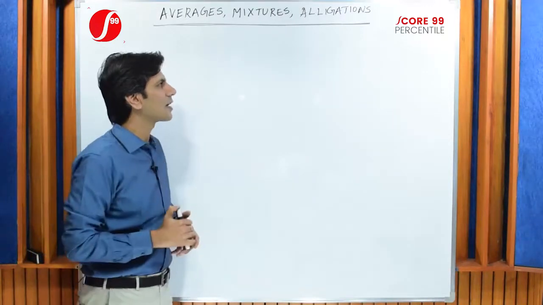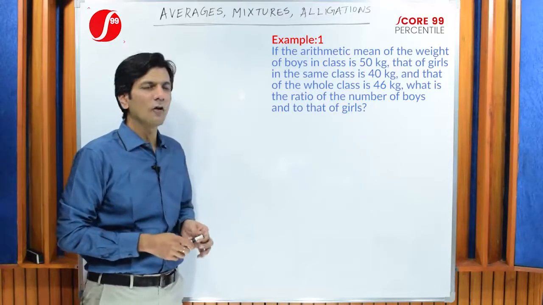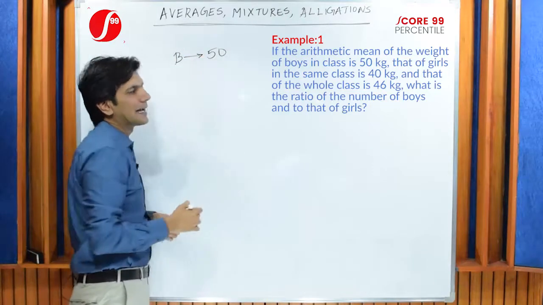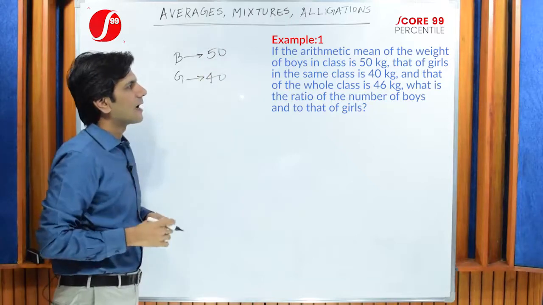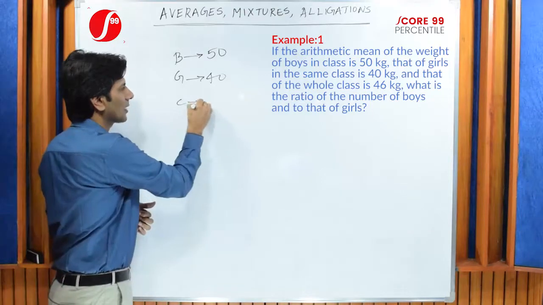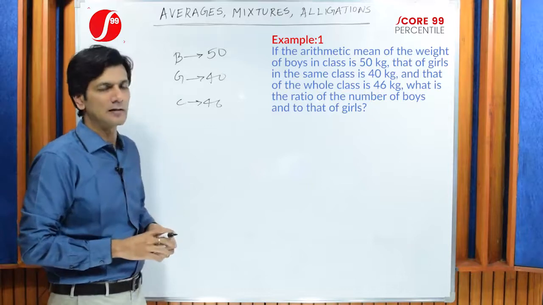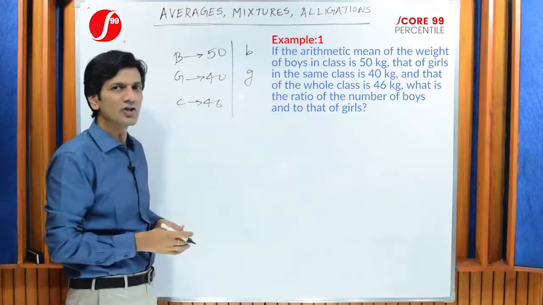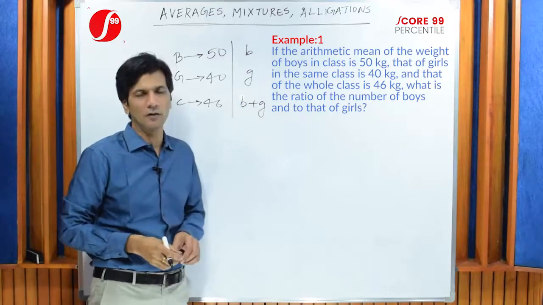Now what you see on your screen is an example that says that if the arithmetic mean of the weights of boys in a class is 50 kilograms and that of girls is 40 kilograms, and the arithmetic mean of the weight of the entire class is 46 kilograms, then what is the ratio of the number of boys to that of the girls? Since we do not know the number of boys and the number of girls, let's call them B and G. So your class has a total of B plus G students.